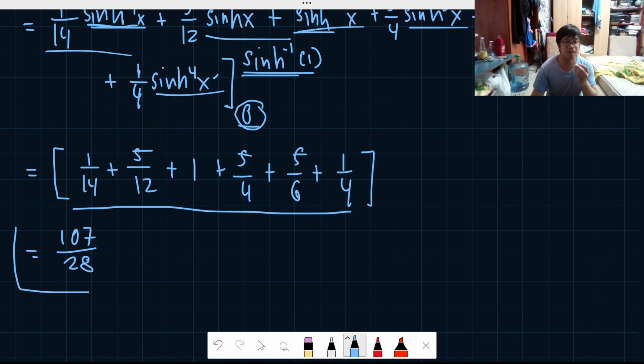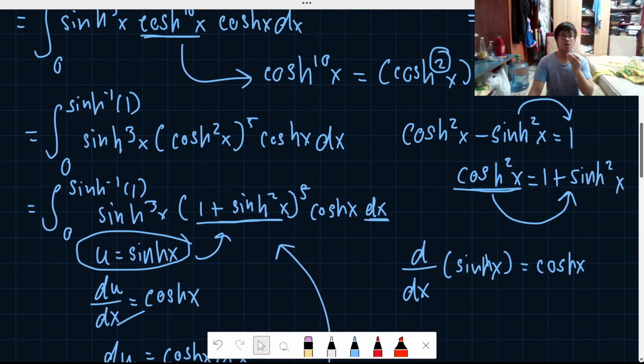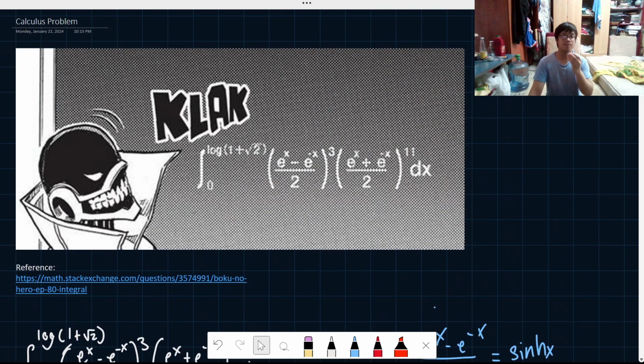Wow, it's actually very long, right? Very long, but at least we get the correct answer. That's all that matters. So yes, 107 all over 28 is the answer for this problem from an anime called My Hero Academia.